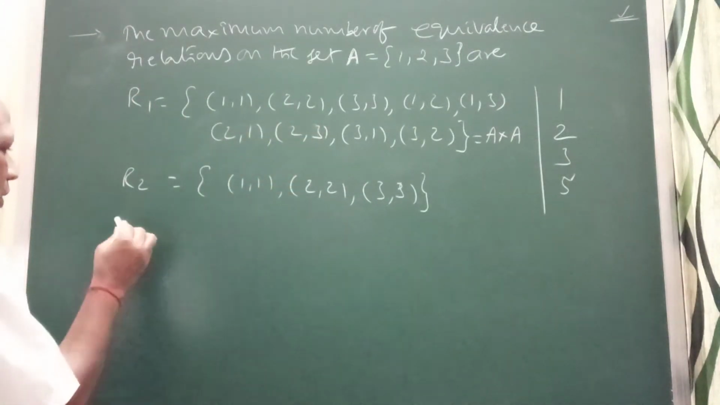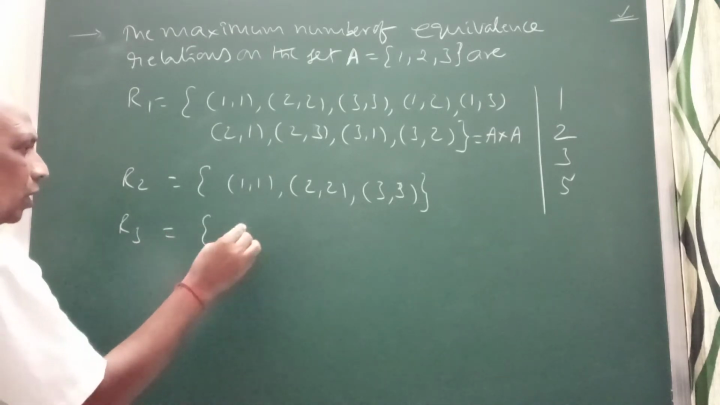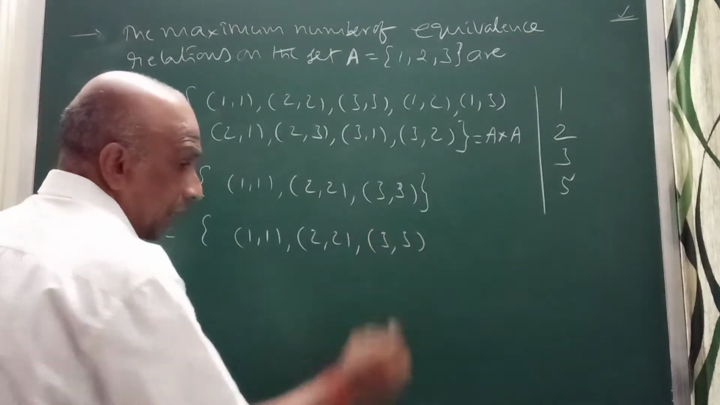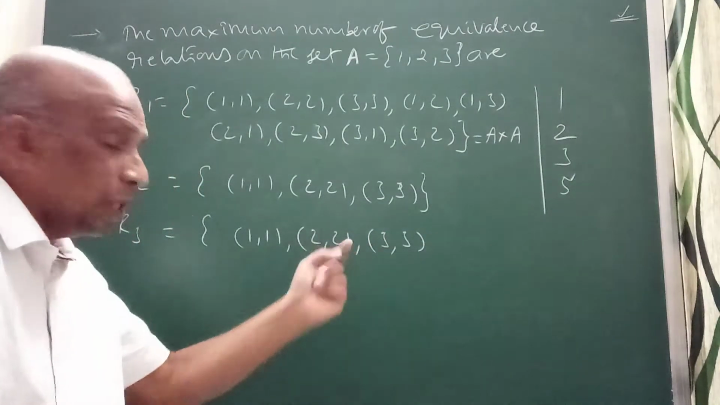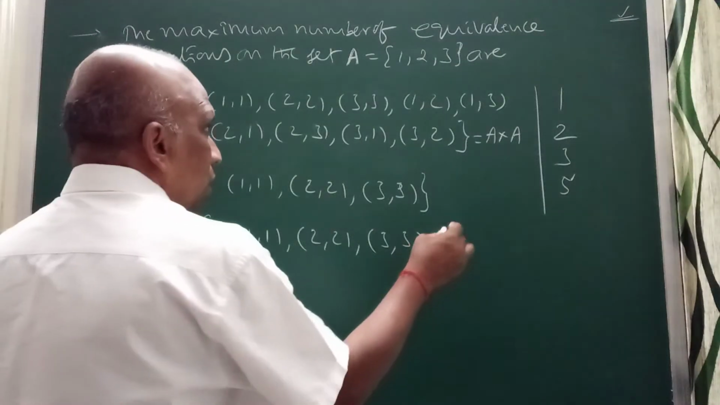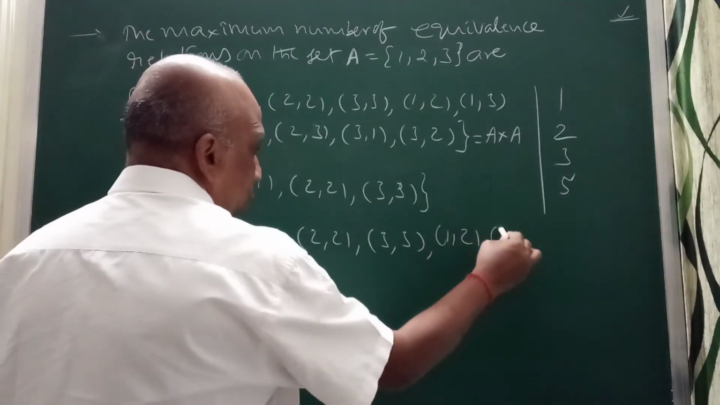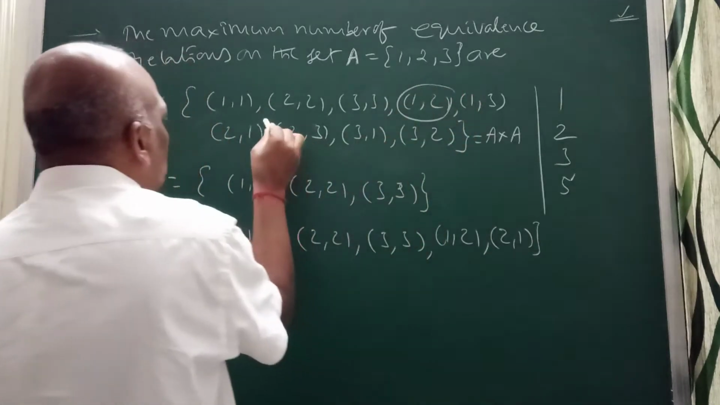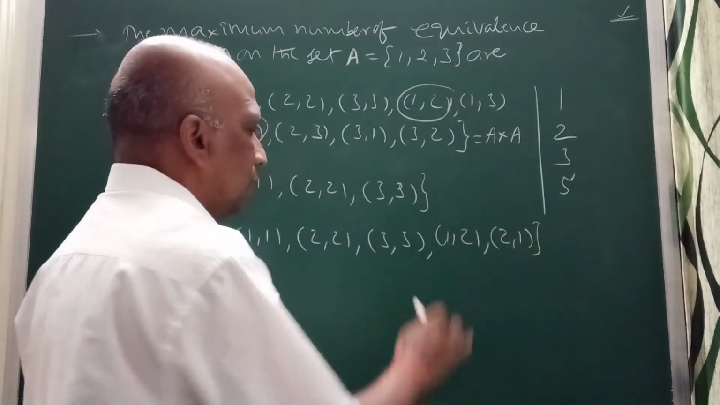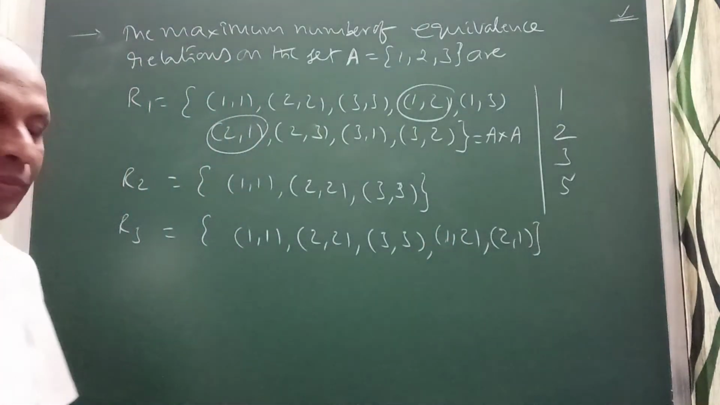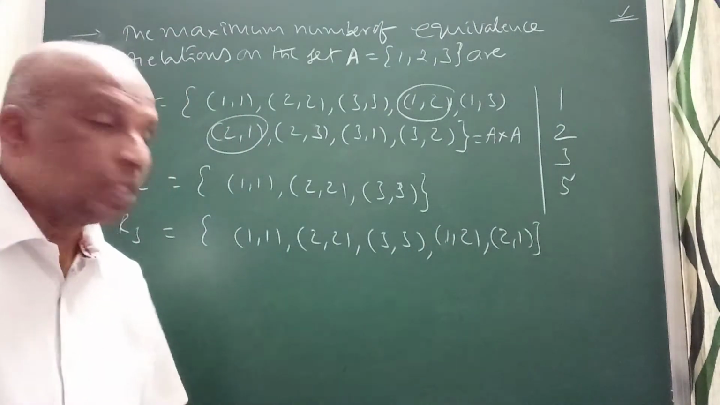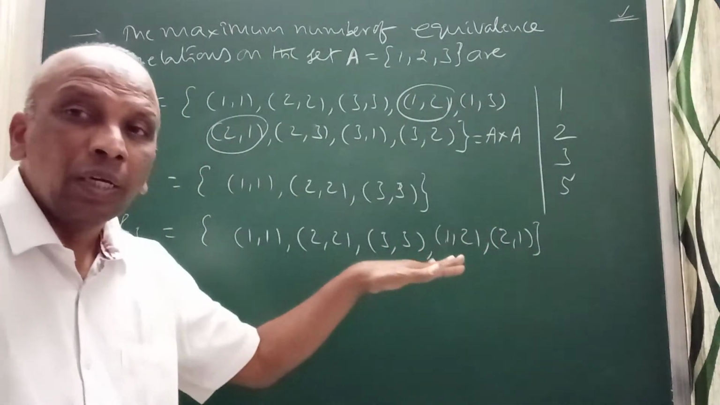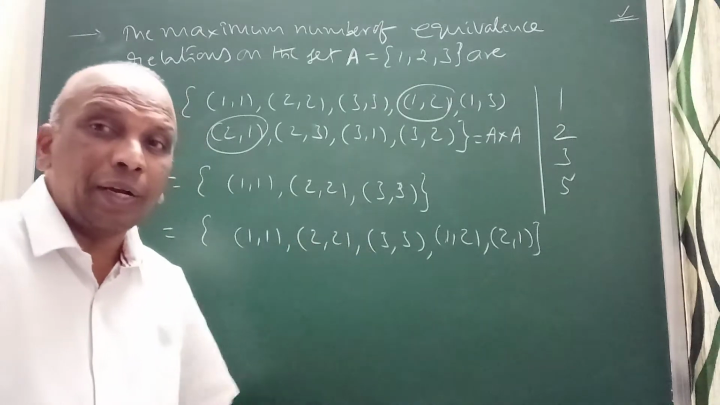Take the third. You can see (1,1), (2,2), (3,3) should be there, right? For any reflexive relation, these 3 should be there, along with, suppose, (1,2) is there. Think about (2,1). Take together (1,2), (2,1). Definitely this is an equivalence relation. It is reflexive, symmetric, and transitive also. Clearly reflexive, symmetric and transitive.